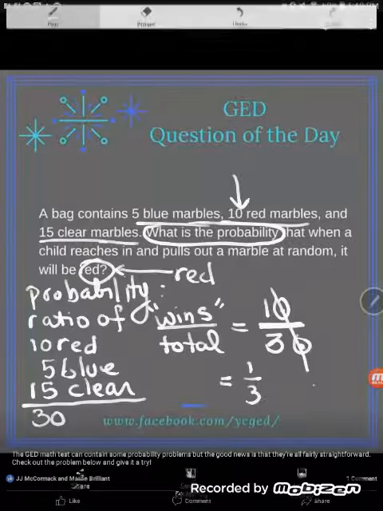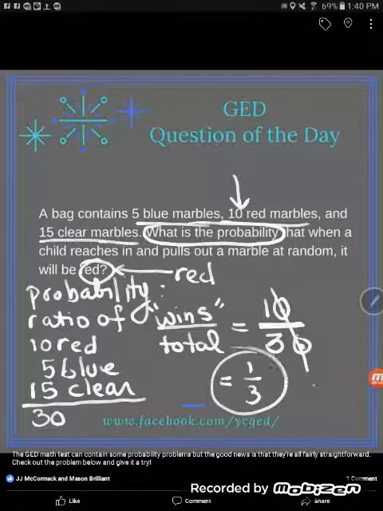So the probability that a child reaches in and pulls out a red marble is 1 out of 3.